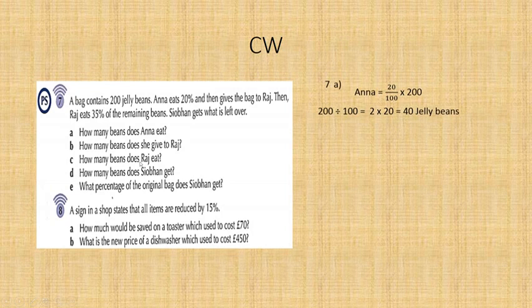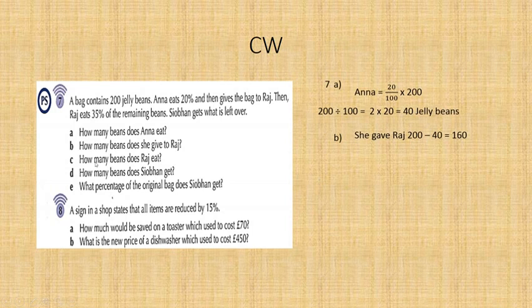And after that, question number B, how many beans does she give to Raj? The question said here that Anna eats 20% and then gives the bag to Raj. So the bag contains the remaining. So I have to get the remaining here. The remaining is going to be 200 minus 40, so it's going to be 160 jelly beans. So Anna gives Raj the bag with 160 jelly beans.